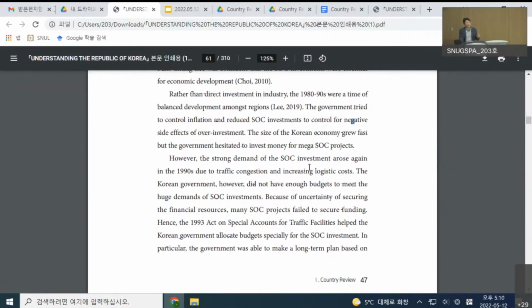To overcome this shortage of money, the government tried to establish a special fund, which should be used only for SOC projects. This special fund provides very stable money to construct the infrastructure in South Korea. Because of that, we started to expand our railway system, highway system, and also high-speed railway systems. And we could construct lots of airports and so forth. So that was the very unique part of the 1990s.